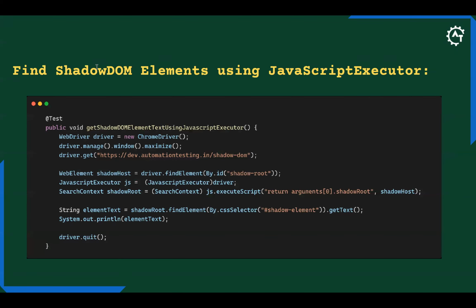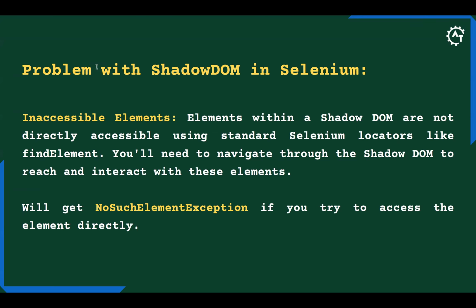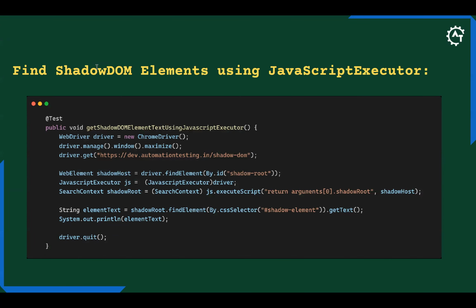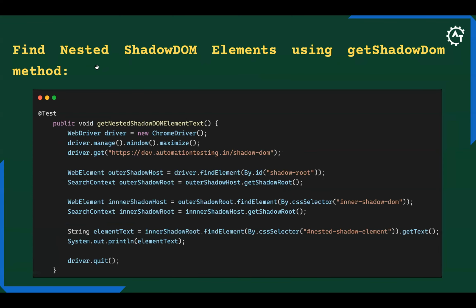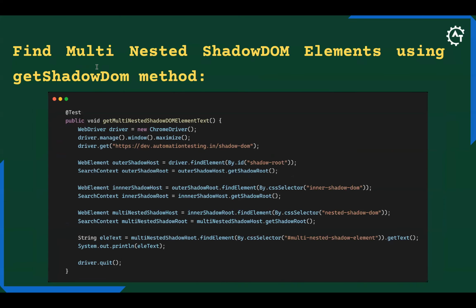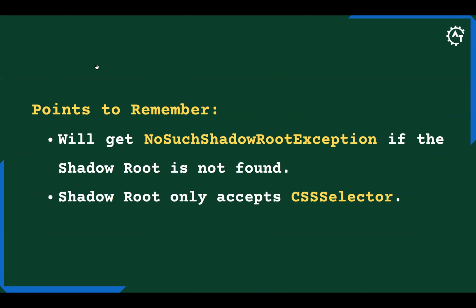Okay. So we'll see some examples of finding ShadowDOM elements using JavaScript executor and the getShadowDOM method, and inside nested ShadowDOMs and multi-nested ShadowDOMs. We'll take examples and see them using this code. There are some points you need to remember, very important.